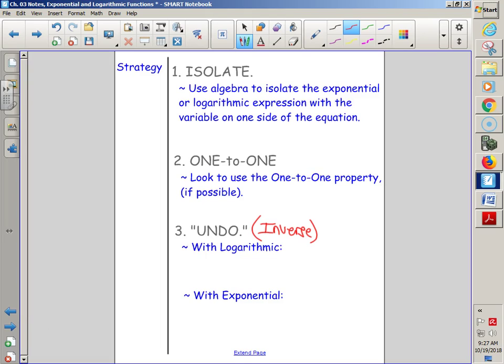Sorry, it looks like 2 E's. That's an S and an E. Sorry, guys. That's an S and an E. Inverse.